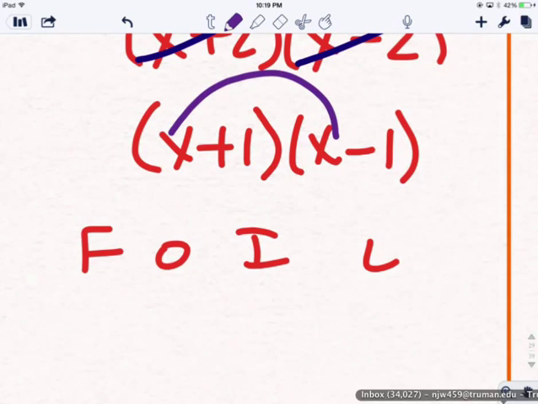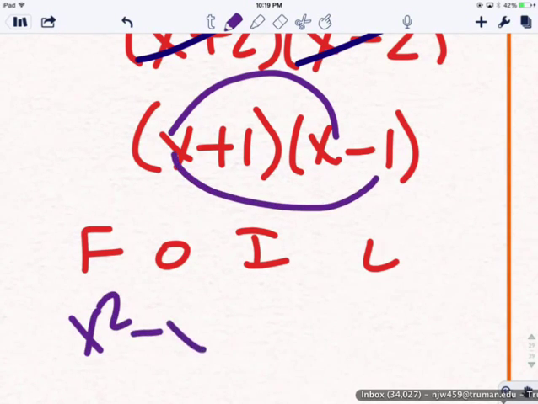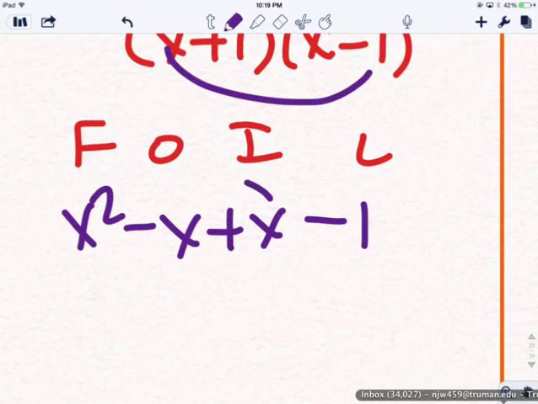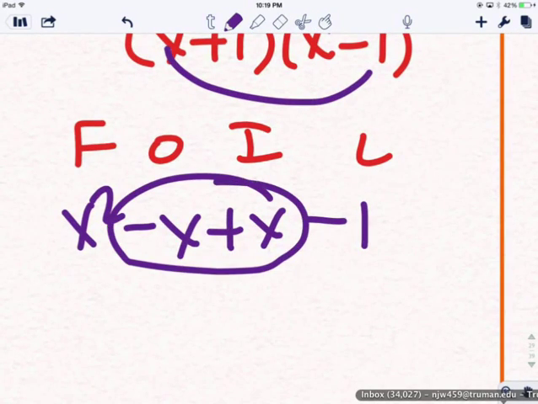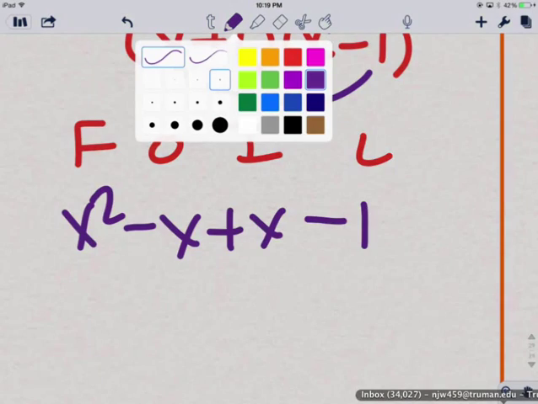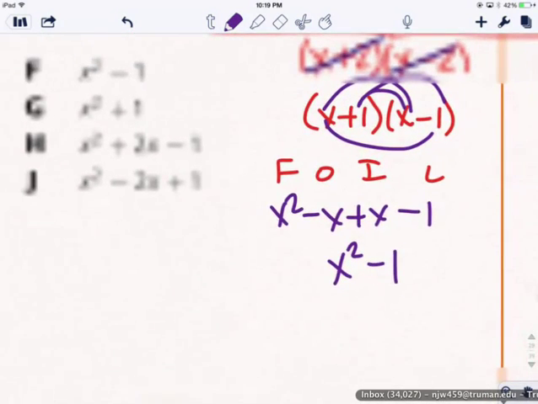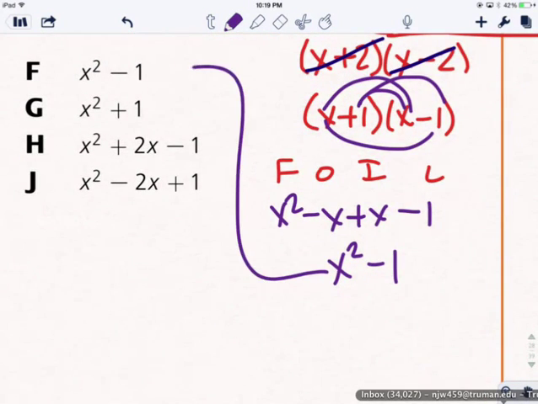So x times x, x squared. X times negative 1 is negative x. 1 times x is positive x. 1 times negative 1 is negative 1. These two terms cancel out, negative x plus x. So we are left with x squared minus 1. And that clearly matches with F.